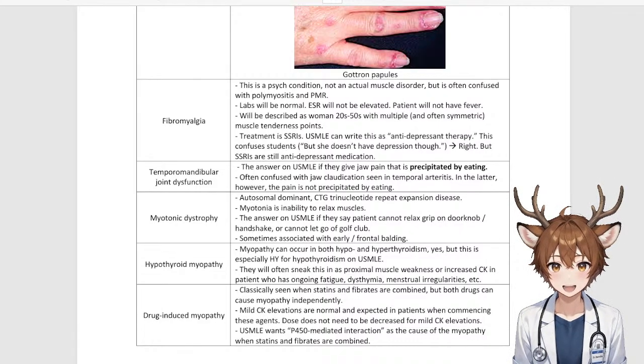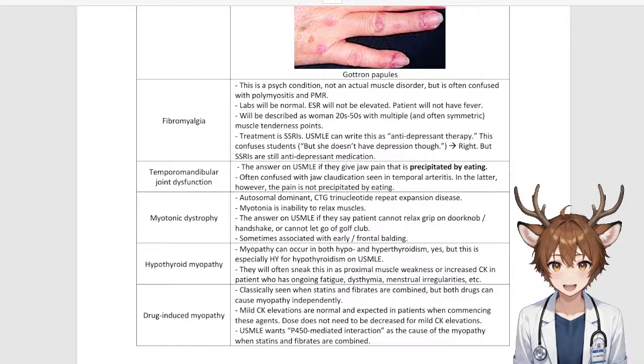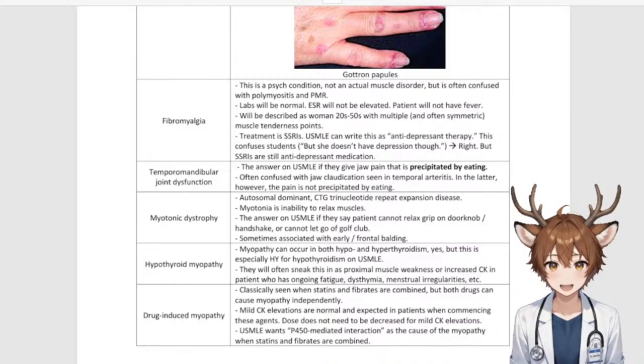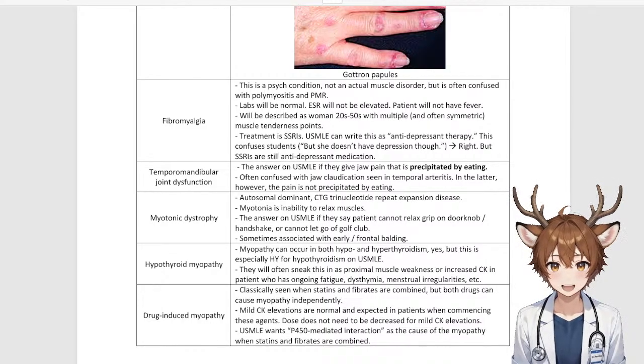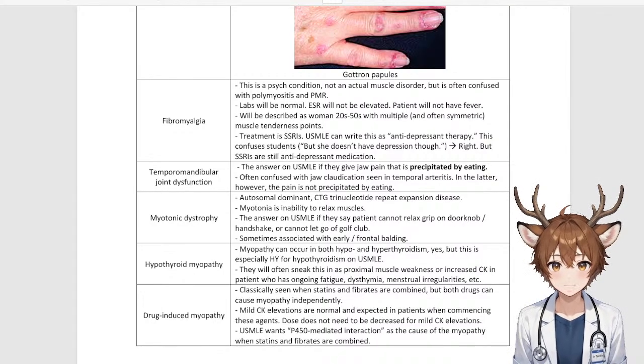Myotonic dystrophy. Autosomal dominant CTG trinucleotide repeat expansion disease. Myotonia is an inability to relax muscles. The answer on USMLE is that the patient cannot relax their grip on a doorknob or handshake, or cannot let go of a golf club. Sometimes associated with early frontal balding.